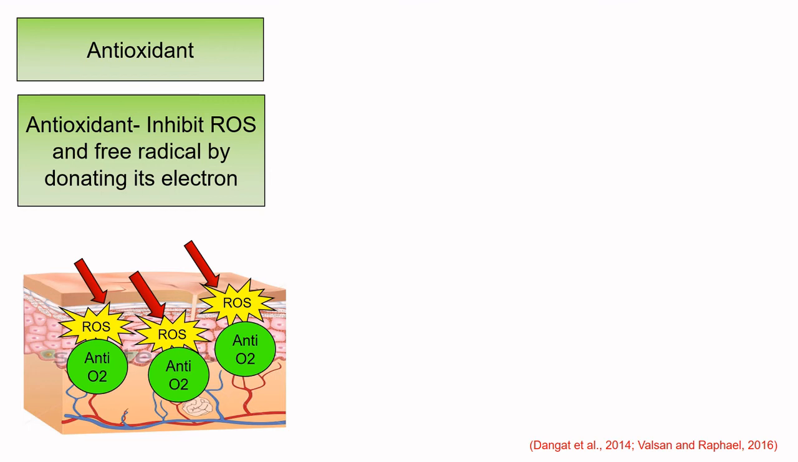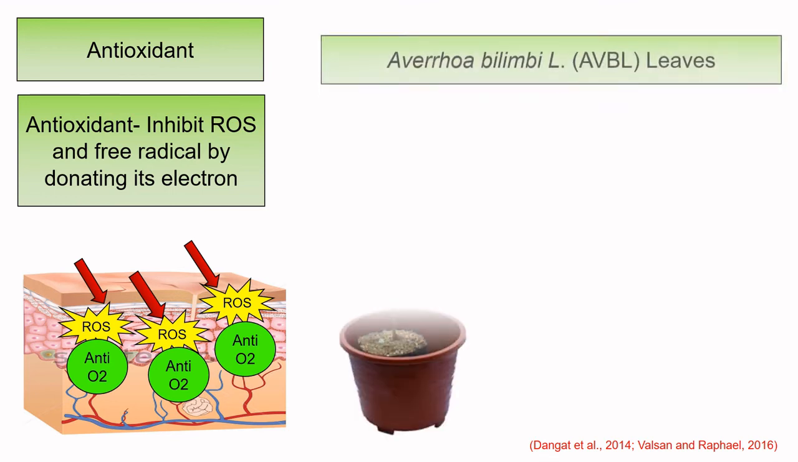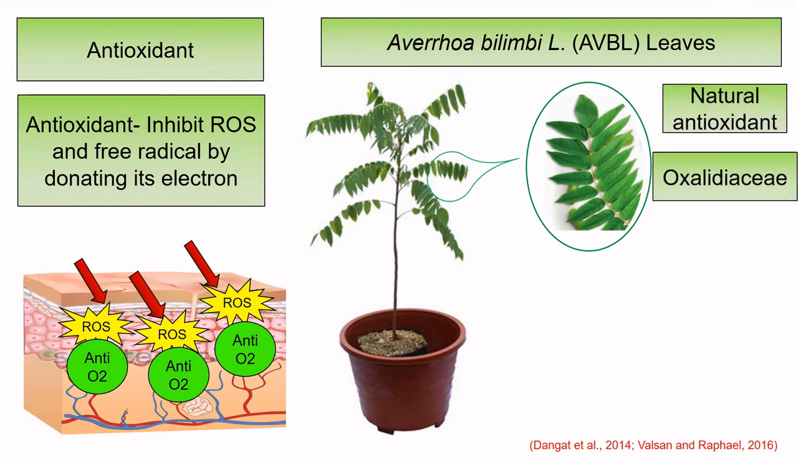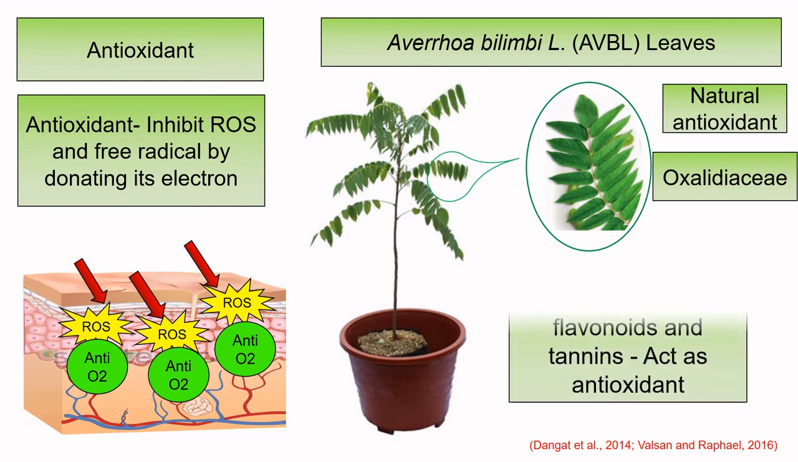They also contain many bioactive compounds which can act as antioxidants. So, in this research, I am going to use the Averrhoa bilimbi leaves. Averrhoa bilimbi leaves are one example of a natural antioxidant. This plant belongs to the family Oxalidaceae and can normally be found in Malaysia. It also consists of phenols, flavonoids and tannins which can act as antioxidants.